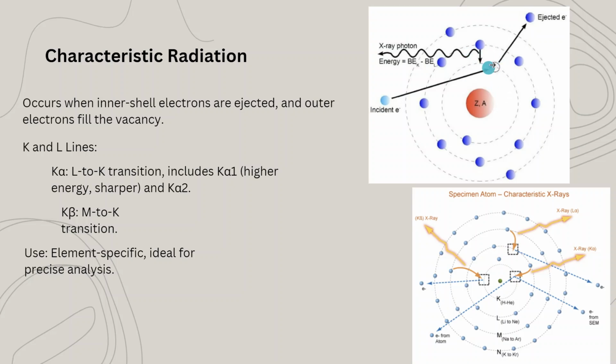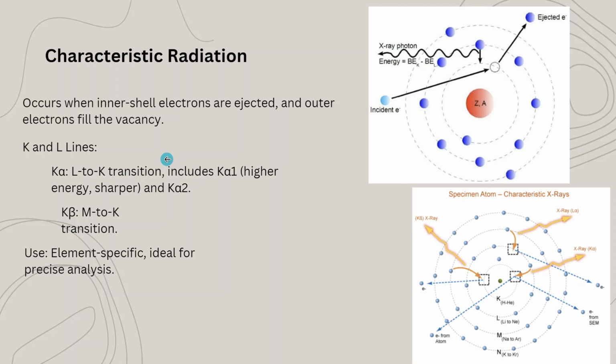These vacancies will be filled by electrons from the other shells, and when they come down they will lose their energy in the form of X-rays. So based on whether they come from the nearest shell or the other shells, different energies will be emitted. So these are the notations like K, L, M.